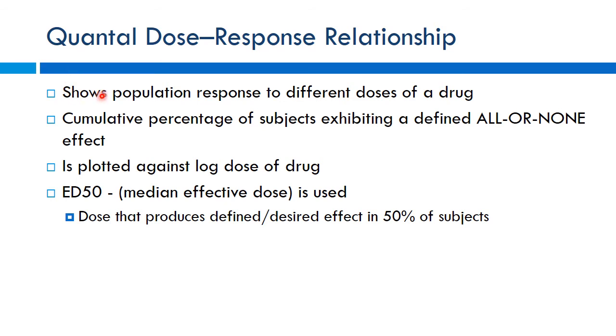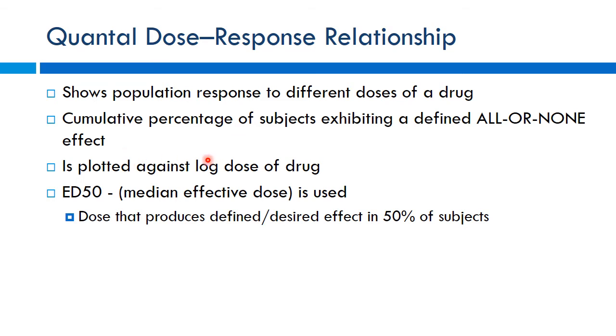So again, when we're looking at these quantal dose-response relationships, these are the all-or-none phenomena we're talking about. This shows a population response. So if I do a study in, say, 29 PA students, and I see how many people are put to sleep by the end of this lecture, I could plot that as a quantal dose-response curve over time. I guess time would be the dose in this case. But basically, you look at the cumulative percentage of subjects that exhibit that defined all-or-none effect over time.